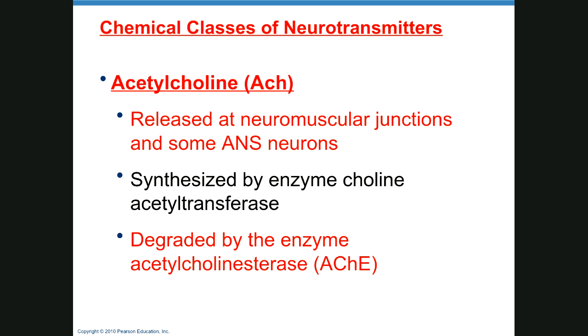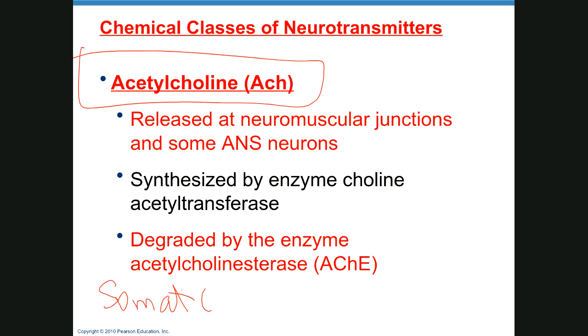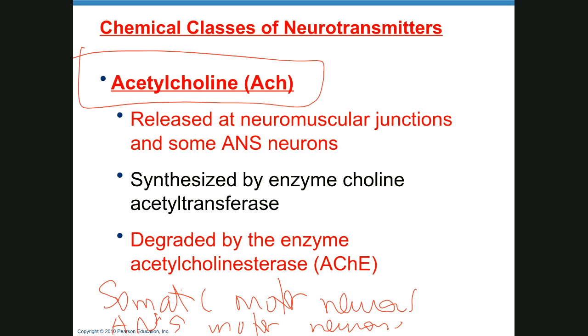Ones we have talked about, we talked about acetylcholine in chapter 9. You should definitely know acetylcholine. This is the neurotransmitter released by somatic motor neurons, and also by some ANS motor neurons. This is the one that's degraded by acetylcholinesterase.